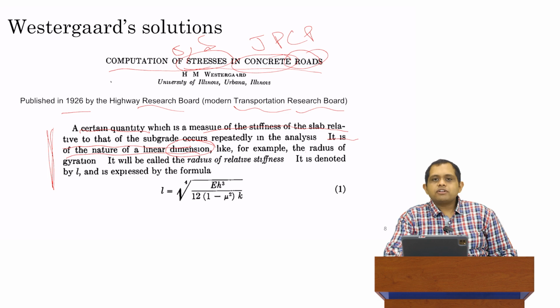So it is of the nature of a linear dimension, like, for example, the radius of gyration. Purely as an example, the idea of calling it a radius came to his mind because it's also like a length term. It will be called the radius of relative stiffness. So Professor Westergaard actually came up with the term radius of relative stiffness. Again, it is relative stiffness because it's a relative stiffness between the plate and the subgrade. And he called it radius because he just thought that it's a length. Length sounds like a radius, so he decided to call it radius of relative stiffness. Maybe in a parallel universe, somewhere they'll call it length of relative stiffness. Maybe. But in our analysis today, this name has continued 100 years later, and it's the radius of relative stiffness.